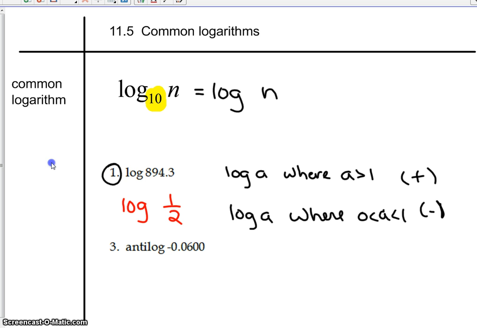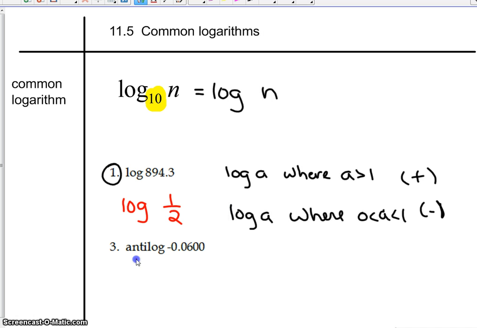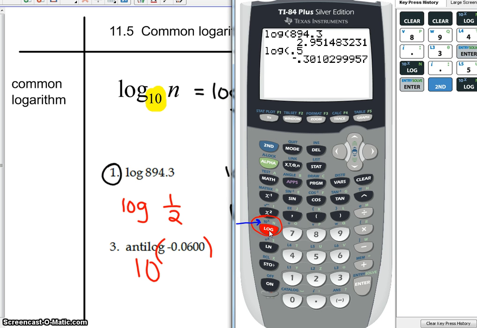Now this anti-log thing, if you look at your button here for logarithms, and then you look right above the logarithm button itself, you see 10 to the x. That's your inverse, log base 10. Now when we go to exponential, we're going 10 to some power. So all this is really saying is, hey, I'm going to go 10 to the power of negative 0.06. But it's just your second function, and then your negative 0.06, enter.